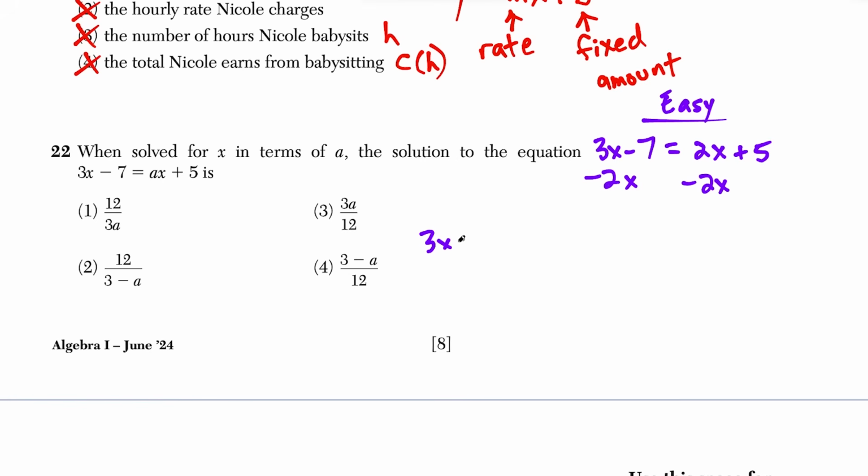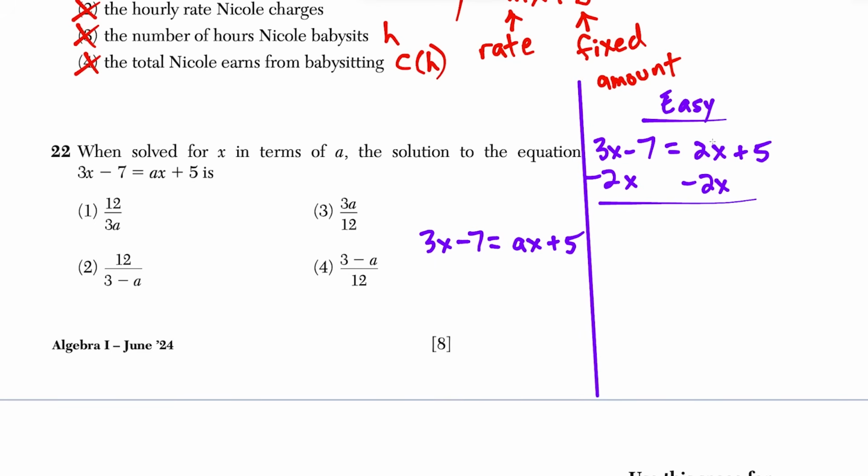We have 3x minus 7 equals ax plus 5. We treat it exactly the same way as we treat this one. So when we do the easy equations, I'll just make this line a little bit neater. But when we're doing the easy equations, it's the same exact strategy as when we're doing these complicated literal equations.